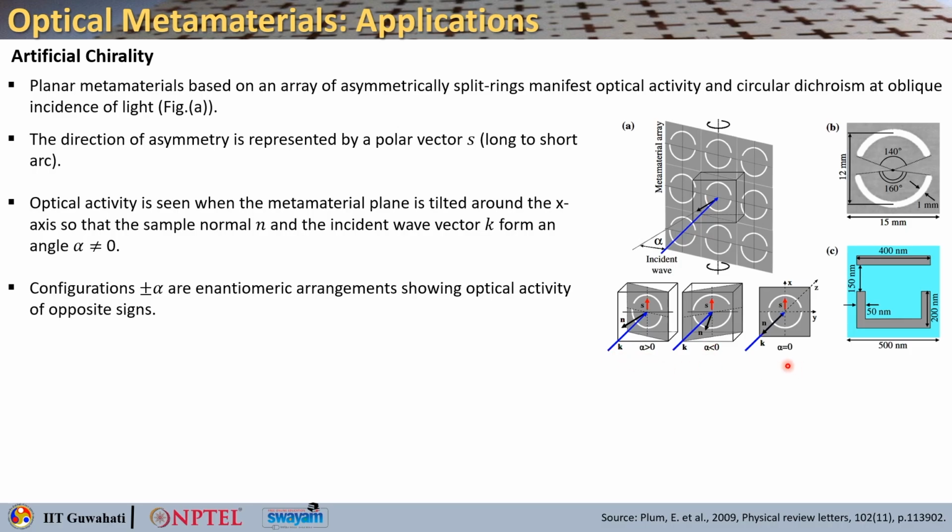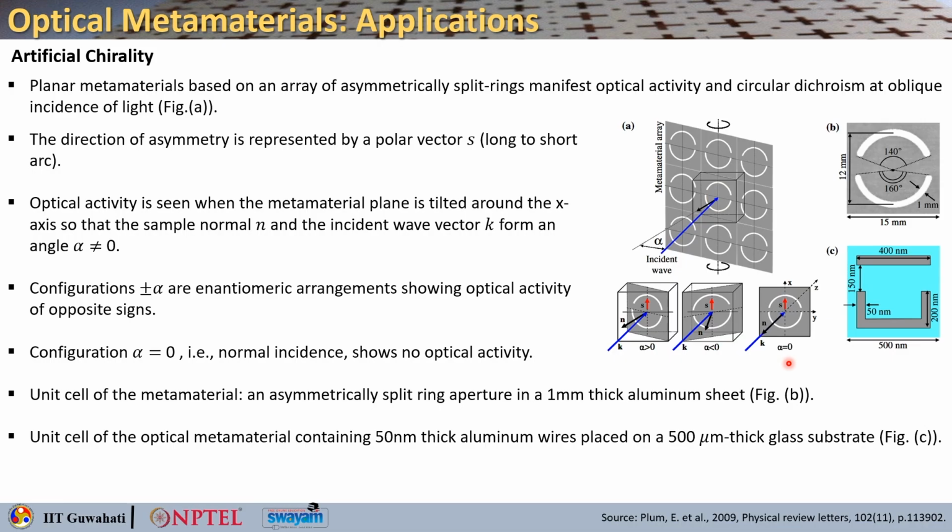So, this is for the case of normal incidence, but these are the two cases where the sample normal and the wave vector are forming an angle. Here alpha is defined like this. Here alpha is positive, here alpha is negative. So, you are basically getting two configurations, right. Configurations with plus minus alpha are called enantiomeric arrangements that show optical activity of opposite signs. Whereas, this configuration where alpha equals 0, that is for normal incidence, will not show any optical activity.